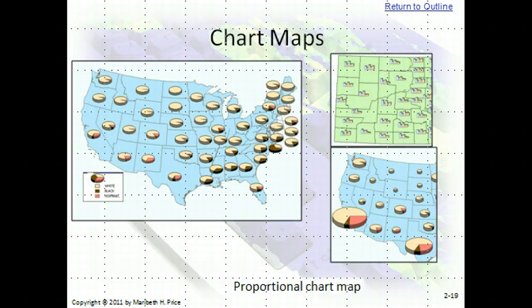Chart maps allow you to expand the number of attributes that can be displayed on a map by replacing a single symbol with a chart representing several attributes. The chart can be a pie chart, bar chart, or a stacked bar chart.